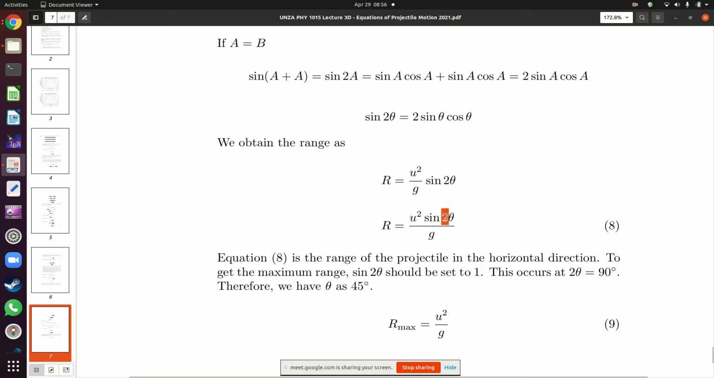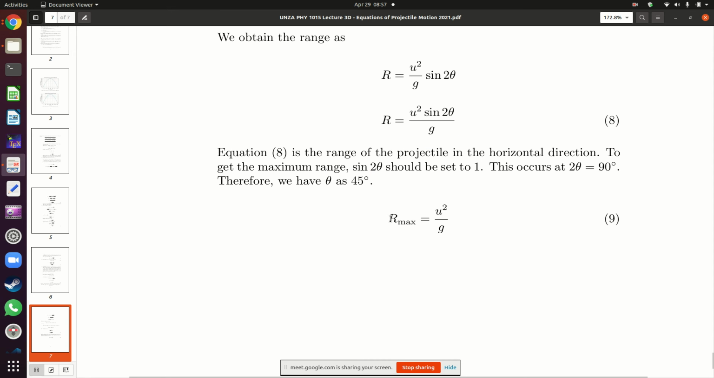So if we set this 2 theta to be equal to 90 degrees, then the angle theta is going to be equal to 45. So that means that if you are interested in your projectile covering maximum distance, you need to fire your projectile at an angle of 45 degrees. When the angle is 45 degrees, sine 2 theta is equal to 1. So R max, which is the maximum range, is equal to U squared divided by G. This is how you get your maximum range.